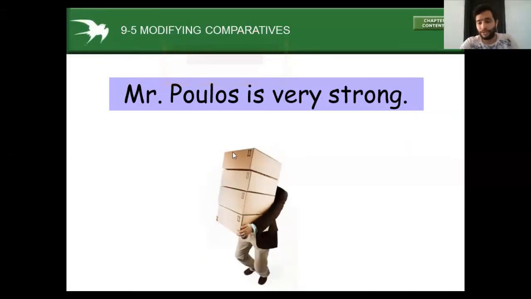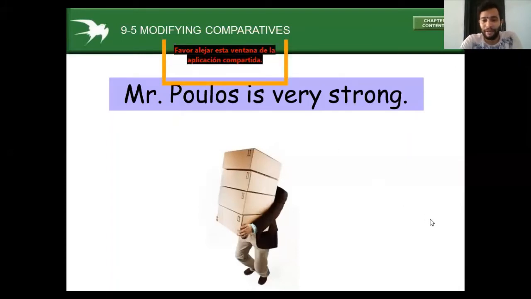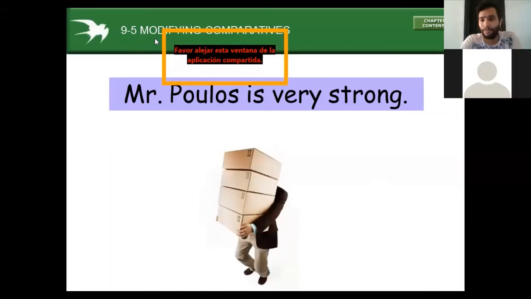All right, so let's continue, guys. This is where we left off, all right? Mr. Paulus is very strong. This is the example we have now. But now we're going to speak about modifying comparatives. This is something we did in the book, but we're going to cover it again because I just don't want you to make mistakes in here. So take a look.